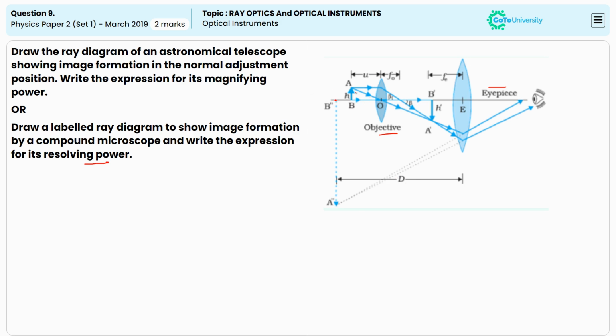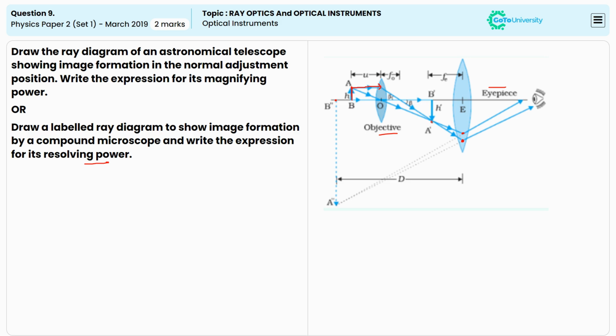Here one object is there. The object length is AB, denoted by H. From the point A, a ray parallel to the common axis of these two lenses moves like this and is refracted at this particular point. From the same point, another ray passes through the center of the objective lens and moves in this particular direction. It falls here on the eyepiece.